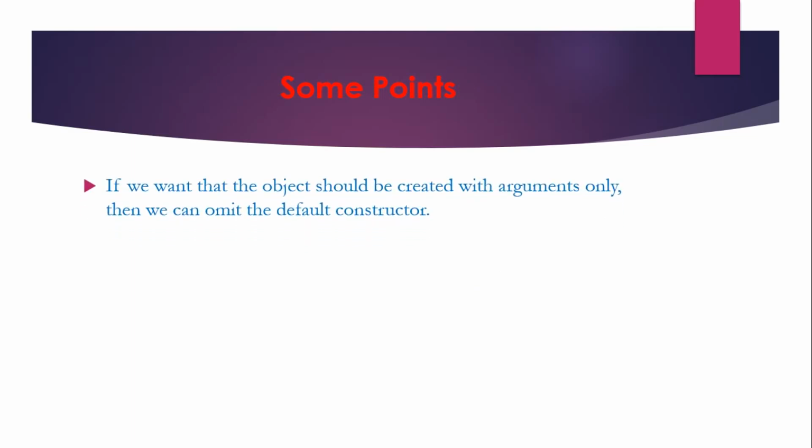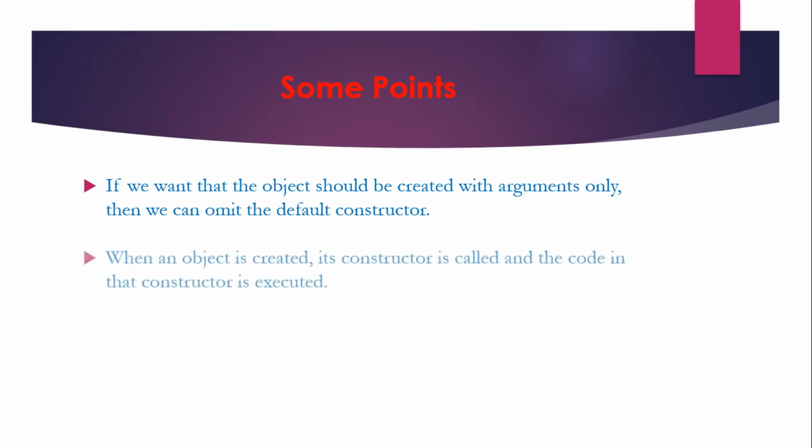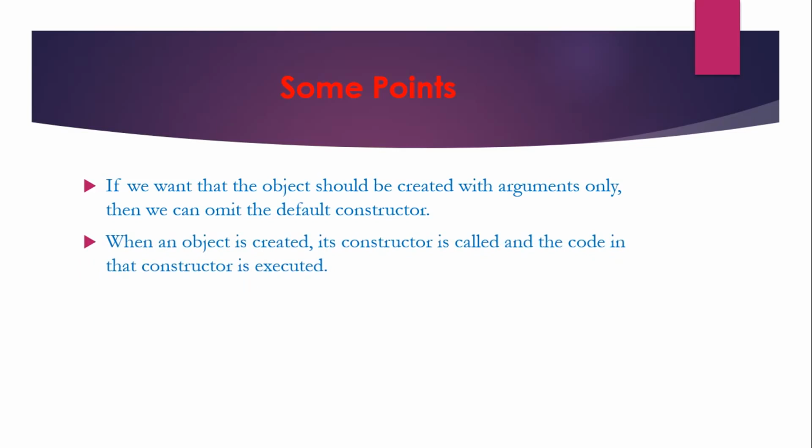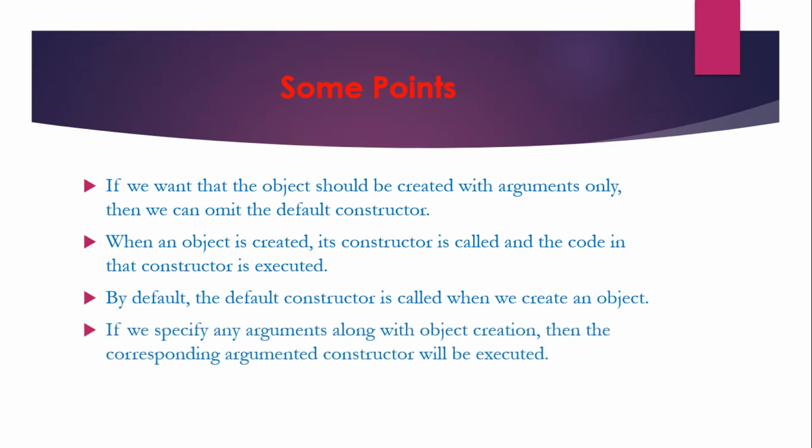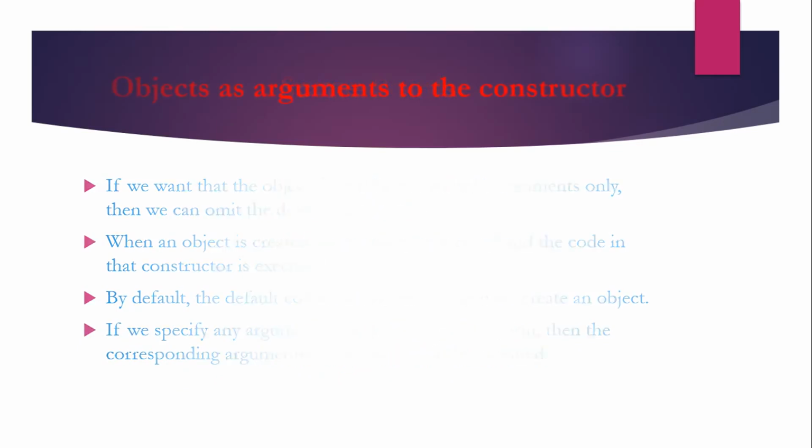If we want the object to be created with arguments only, then we can omit the default constructor. When an object is created, its constructor is called and the code in that constructor is executed. By default, the default constructor is called when we create an object. If we specify an argument along with object creation, then the corresponding argumented constructor will be executed.